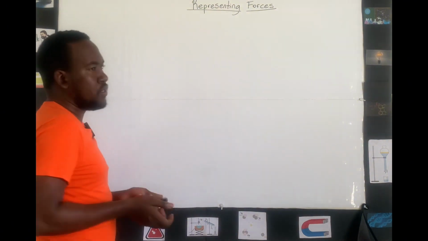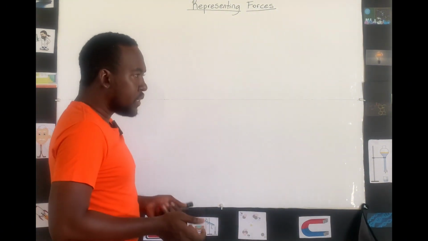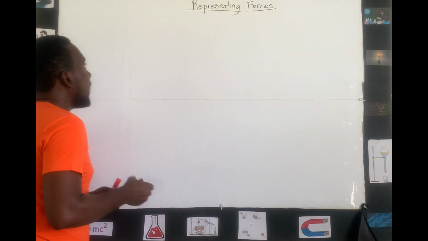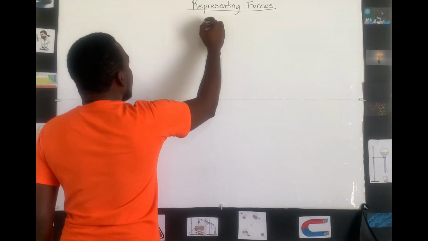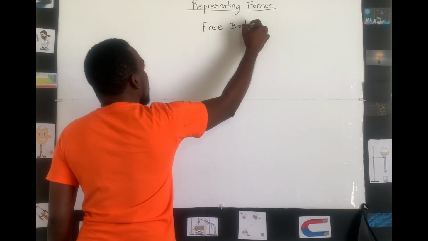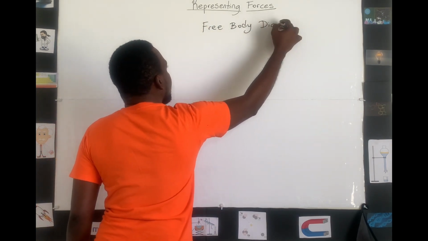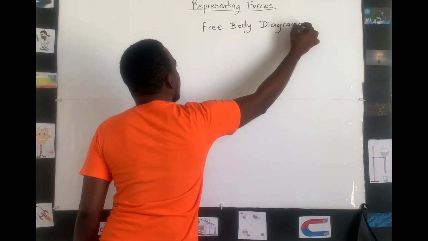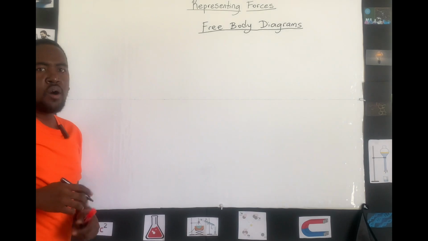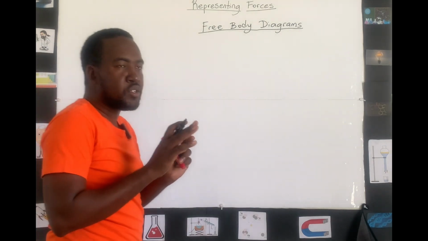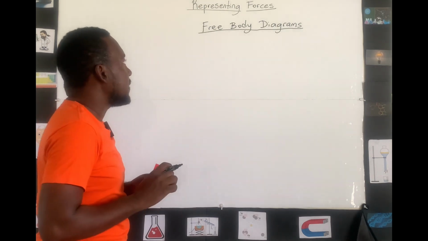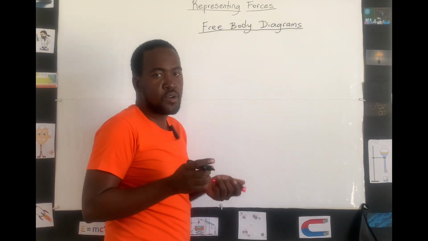Now, in representing forces, we normally draw diagrams. Now, the first type of diagrams that we look at are called free body diagrams. Right? Now, free body diagrams are essential sketches that show us how the forces are acting on an object, where they originate from, as well as the direction that these forces are going.